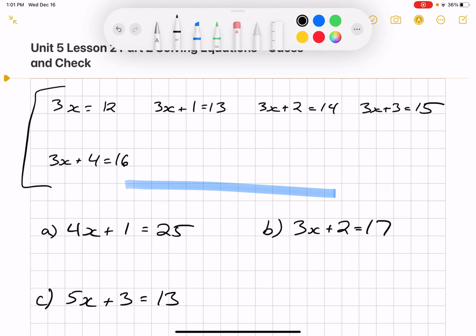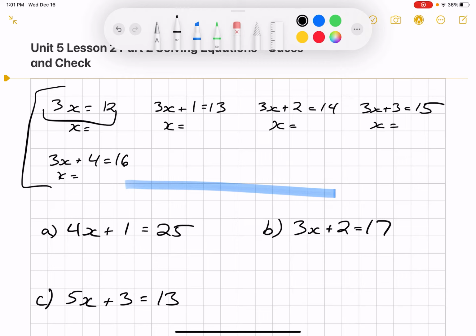If I asked you to solve this first problem by guessing and checking, what would x equal? I want you to figure that out, and then figure out what it is for each one of these problems. So go ahead and pause.